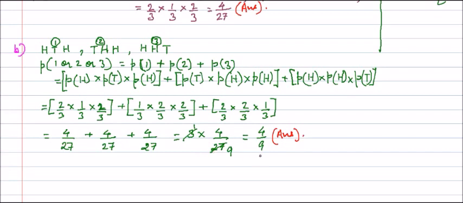The answer is 4 by 9, where the probability of having a head has been given to us as 2 by 3. So we have deduced that the probability of having a tail will be 1 by 3.